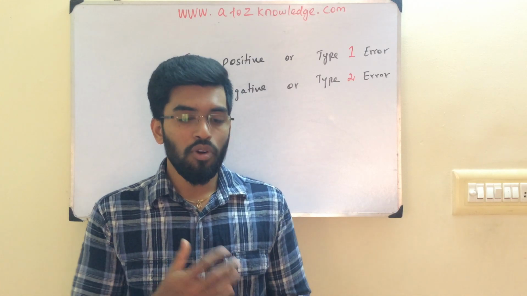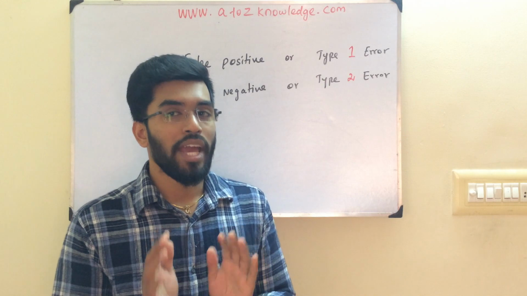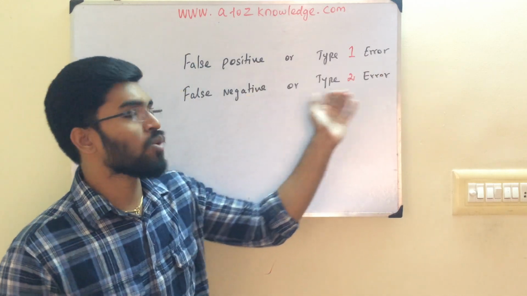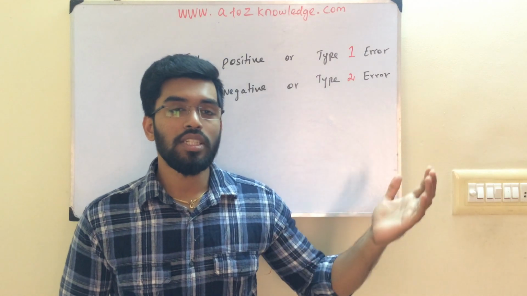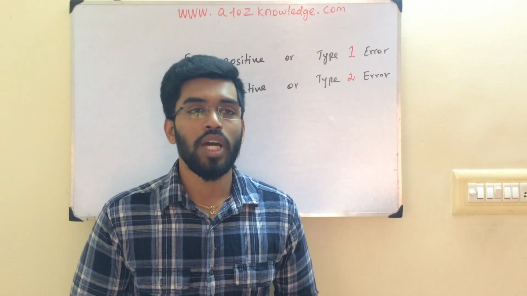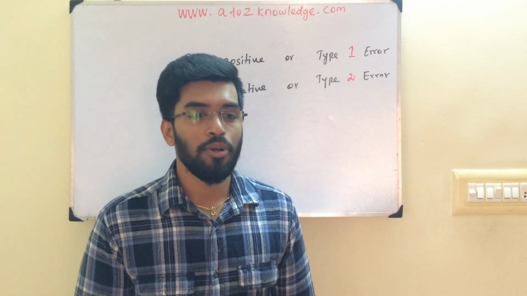Before I start, these two are basically errors. False positive is called type 1 error and false negative is called type 2 error. To understand this with respect to data, I just need to give you some examples, so I'm giving you a scenario.